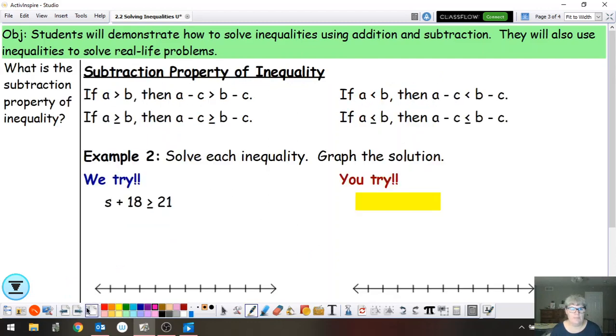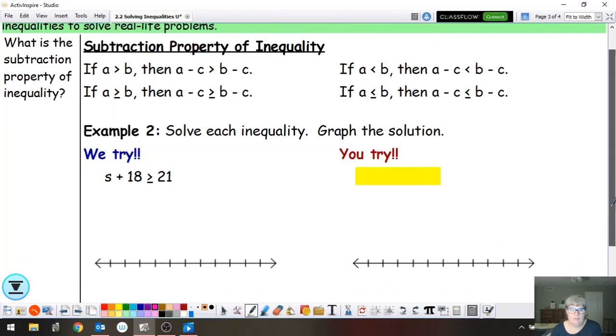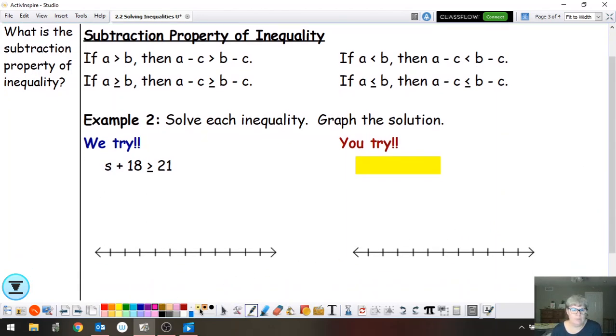Our next example is the subtraction property of inequality. If you subtract on one side, you subtract on the other side. It doesn't matter if you've got a greater than or equal to, less than or equal to. What you do on one side of the inequality, you need to do on the other. So if we have s plus 18 is greater than or equal to 21, I'm going to be subtracting 18 from each side.